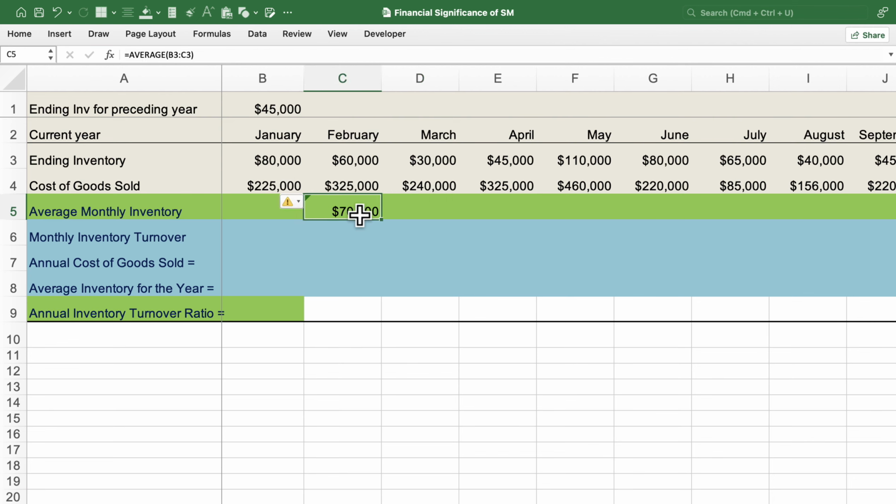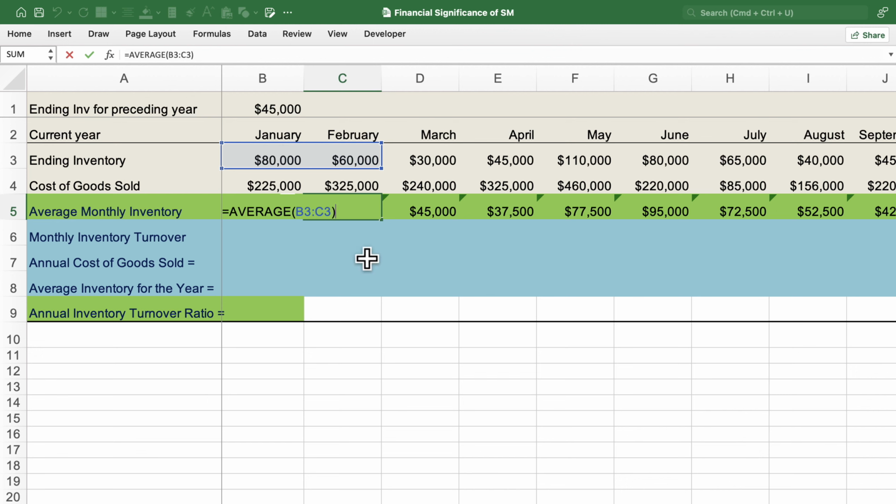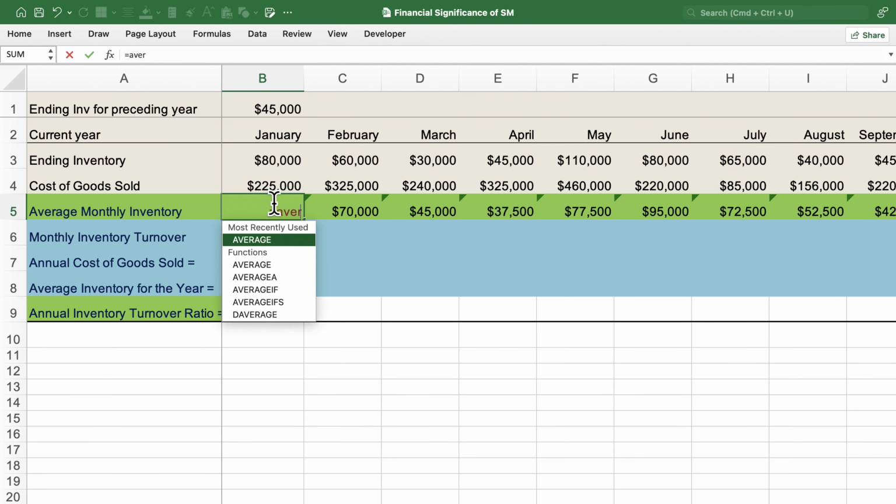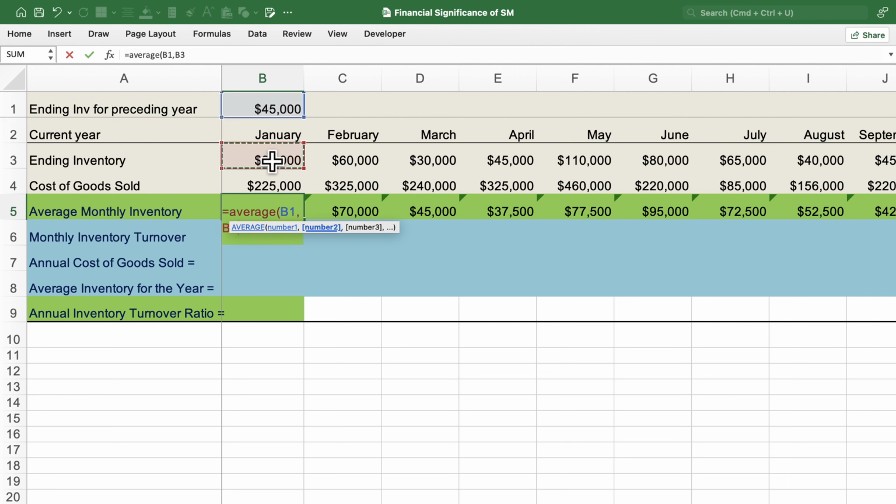Now I can copy the same formula to other cells. As you can see here, if I double click on that, it shows us that the ending inventory of January and February has been used. For March, it should be the ending inventory of February and March. For the month of January, we will use the ending inventory of January and the ending inventory of December last year, which is here. So that will be the average of inventory of December last year and of January.